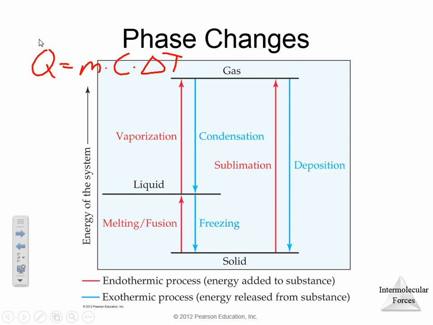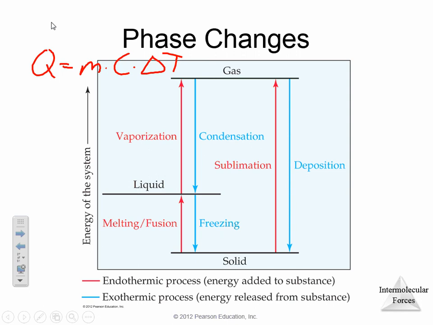We're going to bring back the thermodynamics equation, which we learned earlier in the year: Q equals M times C times change in T. We're going to apply that to phase changes. The important thing to note is that phase changes require more heat if the bonds are stronger. So if you have higher intermolecular forces, it's going to take more heat for that phase change to occur.